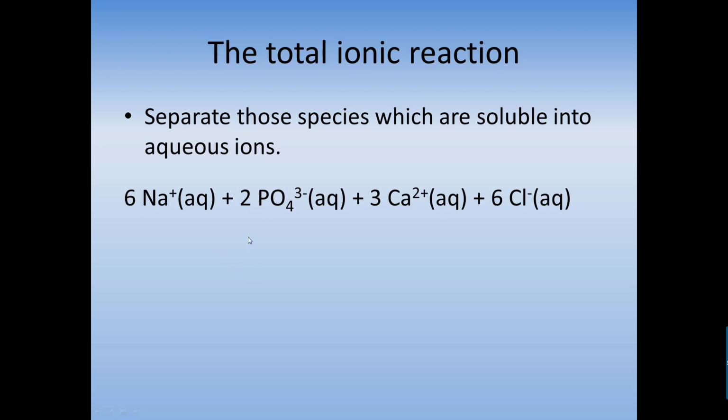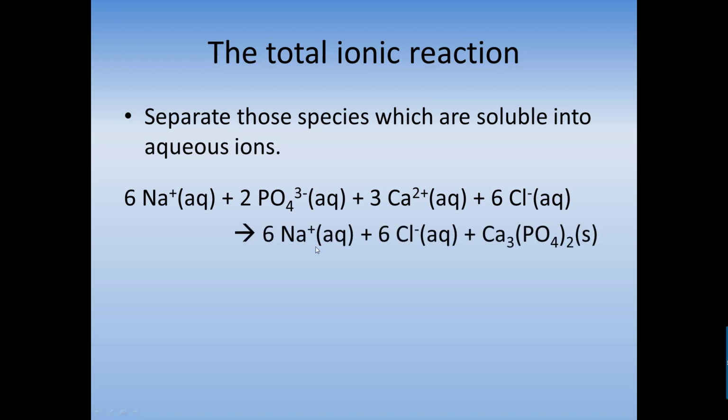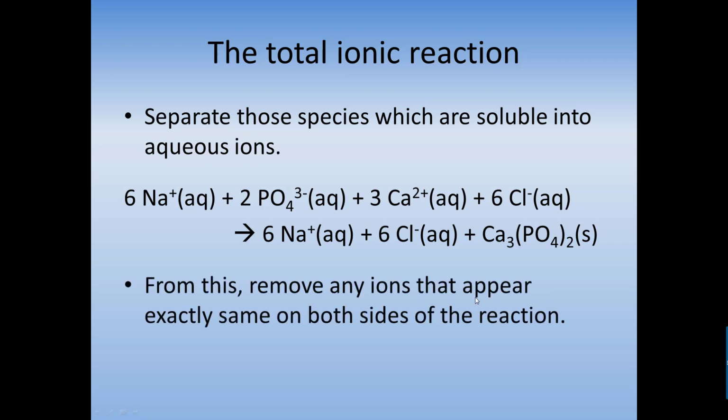On the product side, sodium chloride is soluble, so it's going to separate into its constituent ions. Calcium phosphate, however, is insoluble, so it's going to fall out of the solution mixture as a solid precipitate. So we don't dissociate that, we don't write it dissociated, we indicate that it is going to form a solid. Now, once we look at this total ionic reaction, now we can remove any ions that have been unchanged chemically as the reaction progresses. So one obvious choice is sodium.